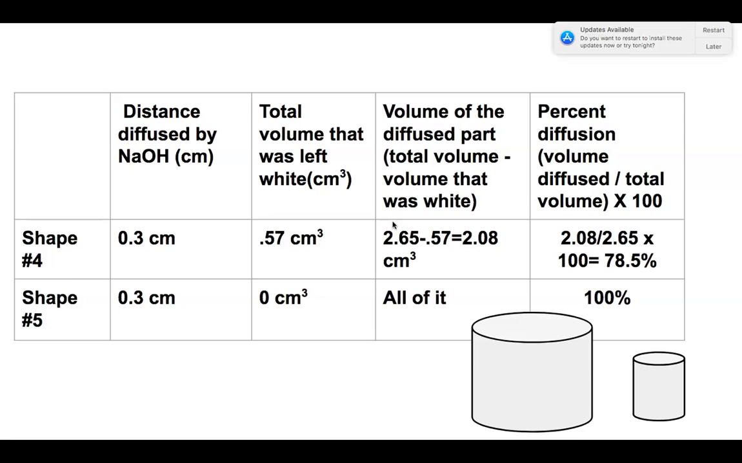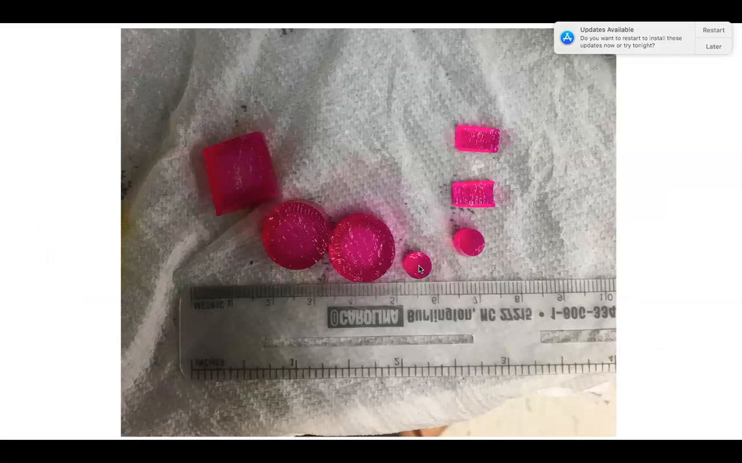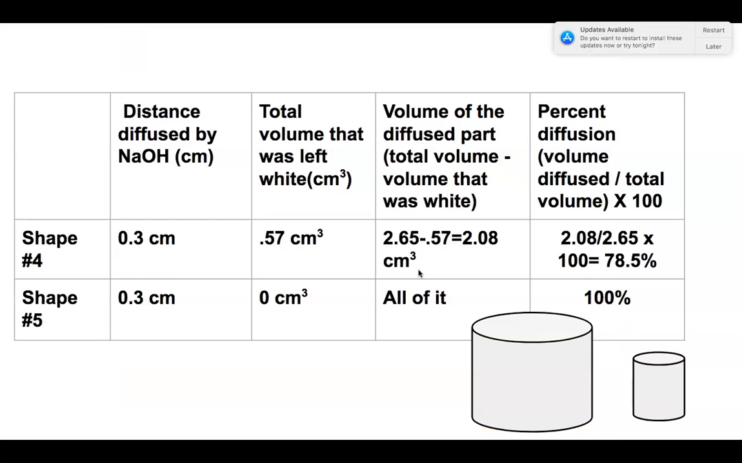And so then, similar to before, take your original volume minus the total volume that's still white, and then do your percentage. The smallest cylinder, you can see that there's actually no white left. So it actually diffused entirely through the whole thing. So 100% of it. All right, again, look at that. As your shape gets smaller, you have a larger percent that has been diffused through.